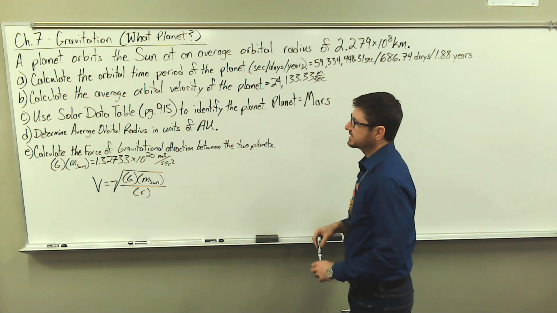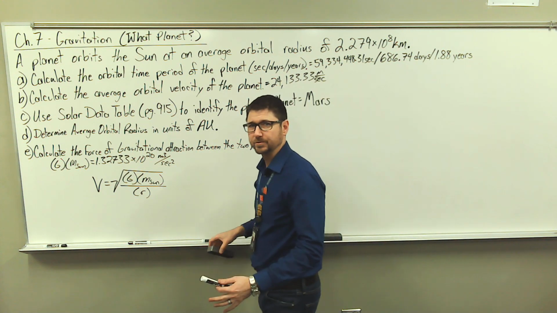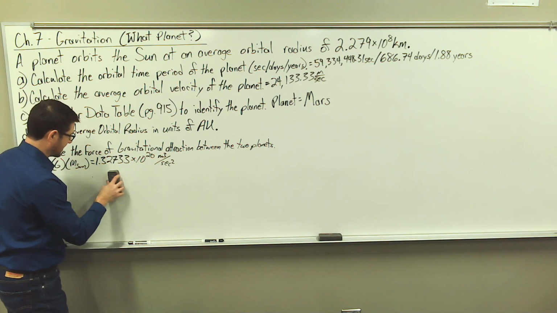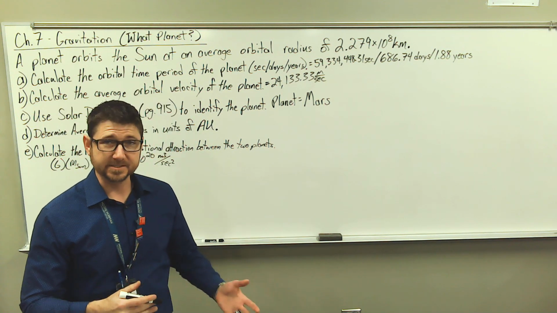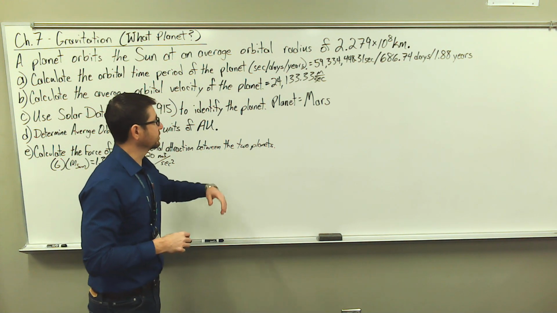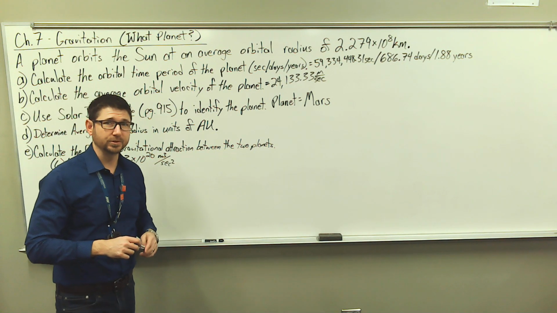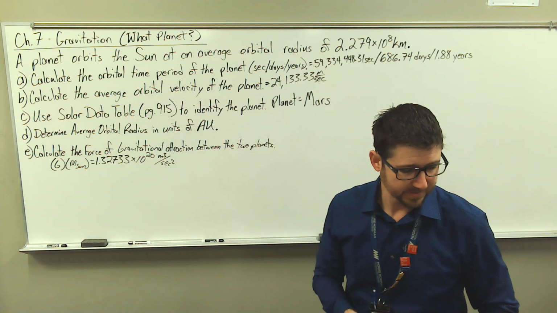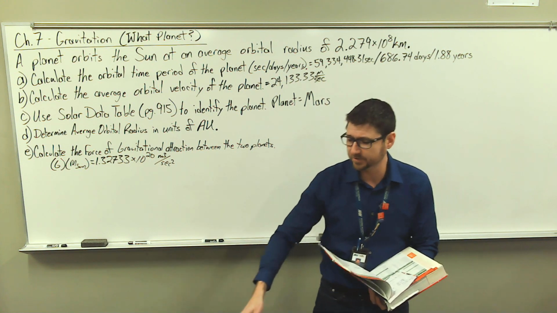Determine the average orbital radius in units of astronomical units. I explained in class the other day, and we drew some pictures on the board. The average orbital radius of Earth orbiting the Sun is known as 1 astronomical unit. And we know that Mars orbits the Sun at greater than 1 astronomical unit because it's further away from the Sun than Earth is. So we're going to grab our textbook again and take a look at page 173.